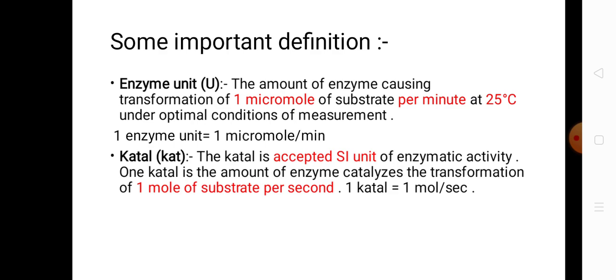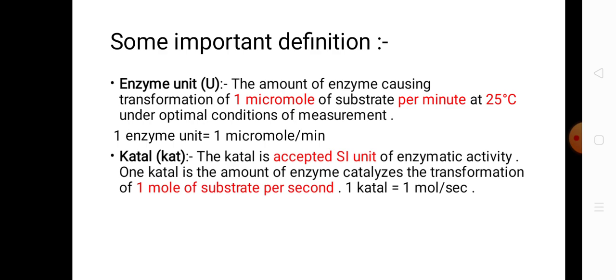Then we learned about acid-base catalysis. There we learned two types: general acid-base catalysis and specific acid-base catalysis. In specific acid-base catalysis, hydronium ion and hydroxide ion act as the acid and base. And in general acid-base catalysis, remember very carefully, other than hydronium and hydroxide ions, mainly the functional groups of amino acids act as the acid and base.